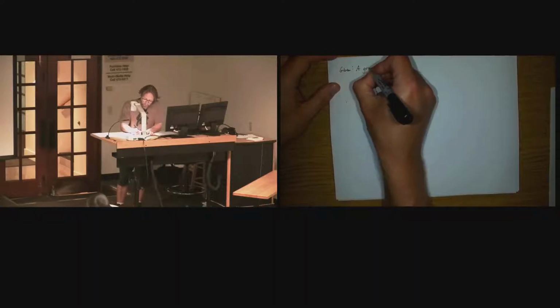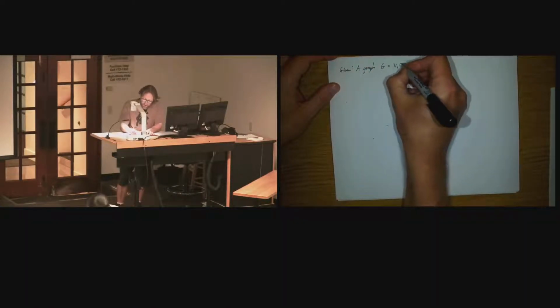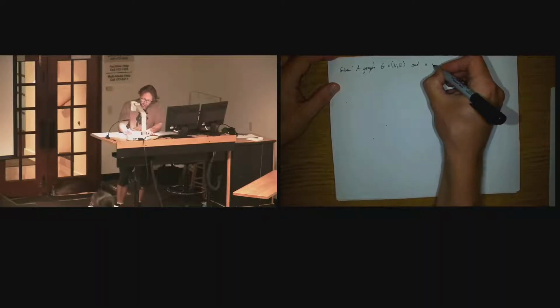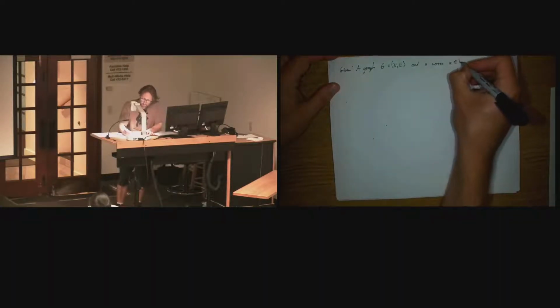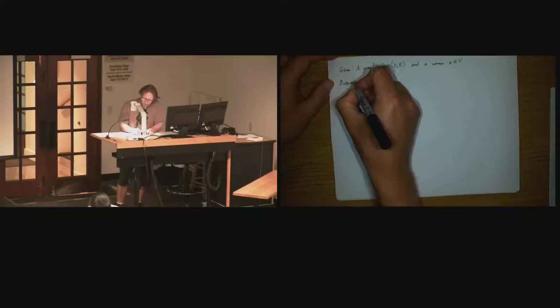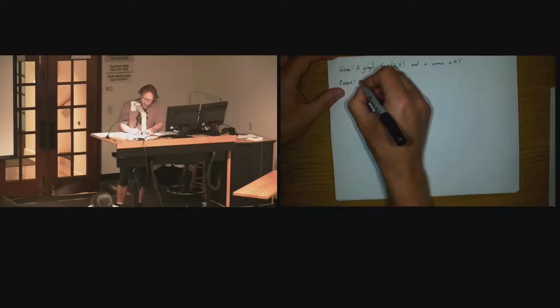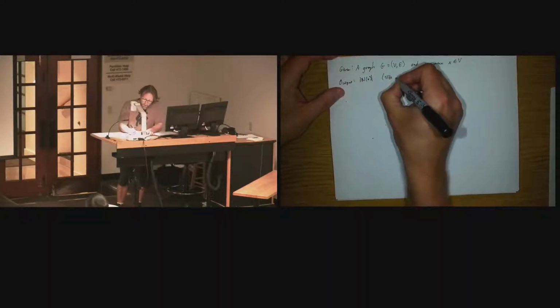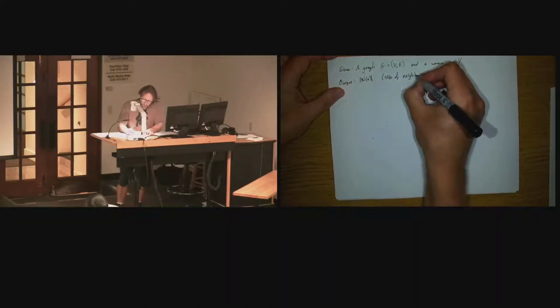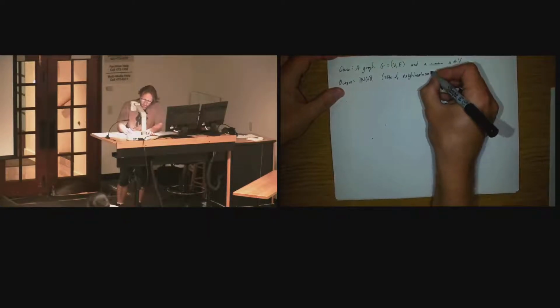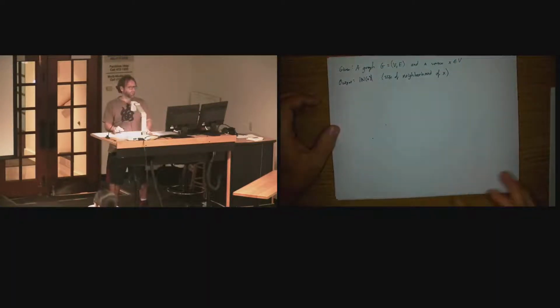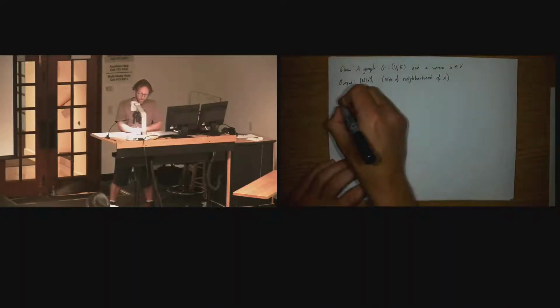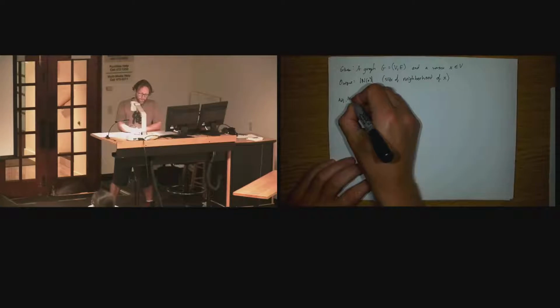Given a graph G equals V comma E and a vertex X in V, output either the neighborhood or, if you really want to, the size of the neighborhood of X. All right, this is the size of the neighborhood of X.